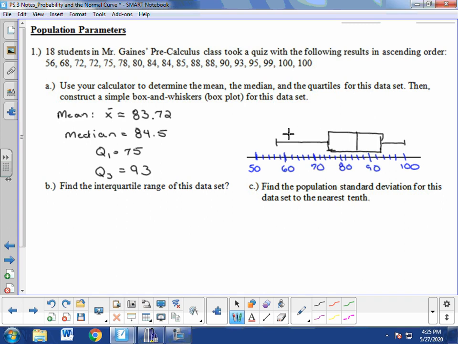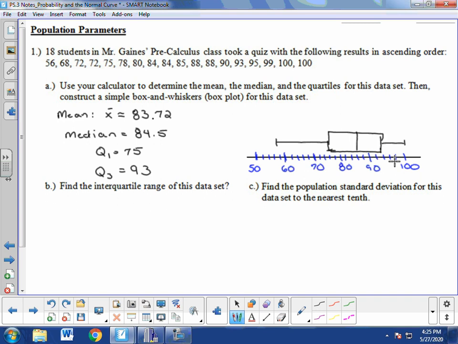So what we can see is, by this whisker extending much further, we had some scores that were pretty far off of the quartiles and the means as being lower scores, and then the higher scores were pretty close to the quartiles and means.